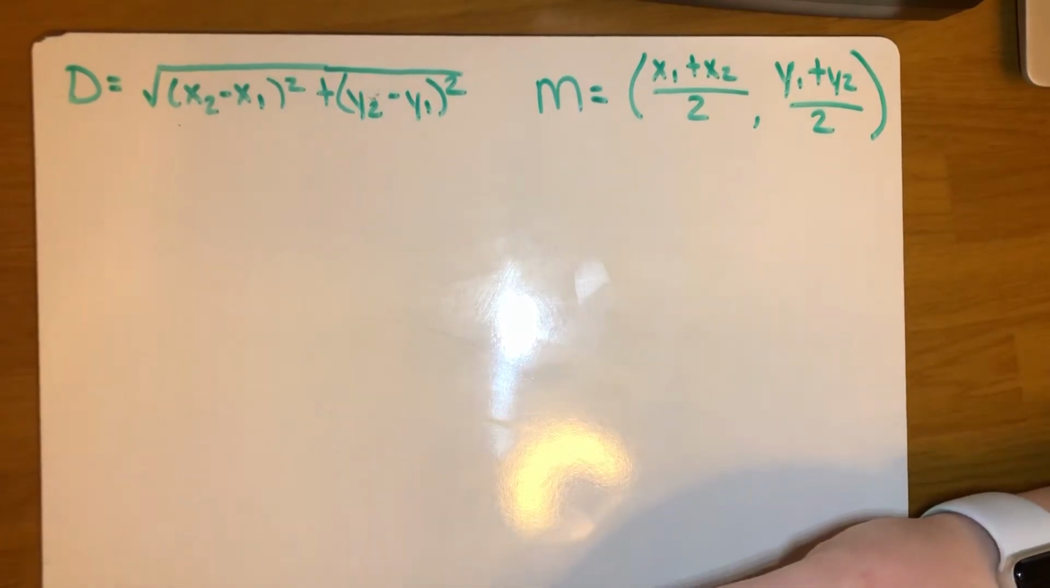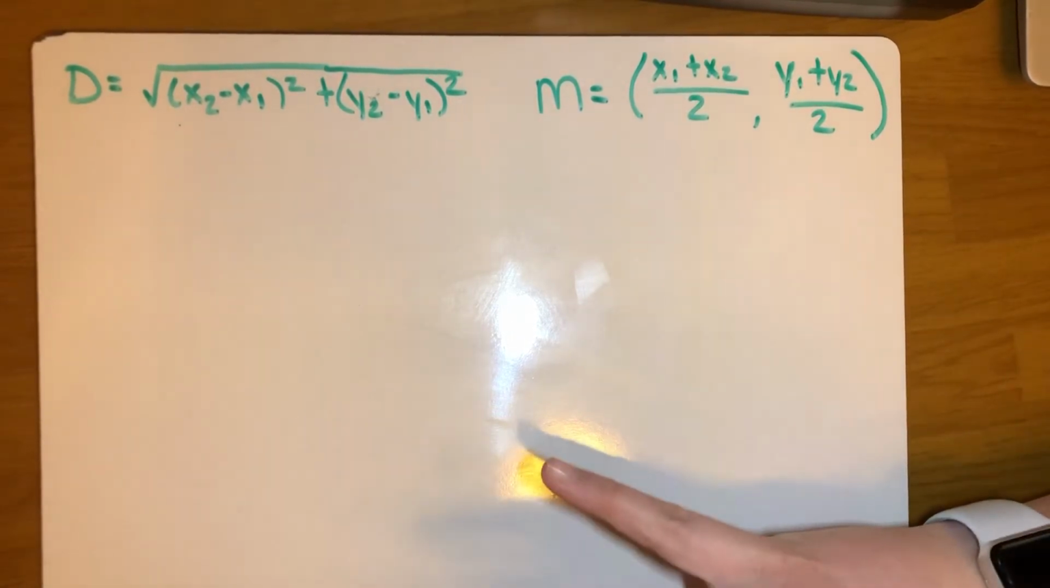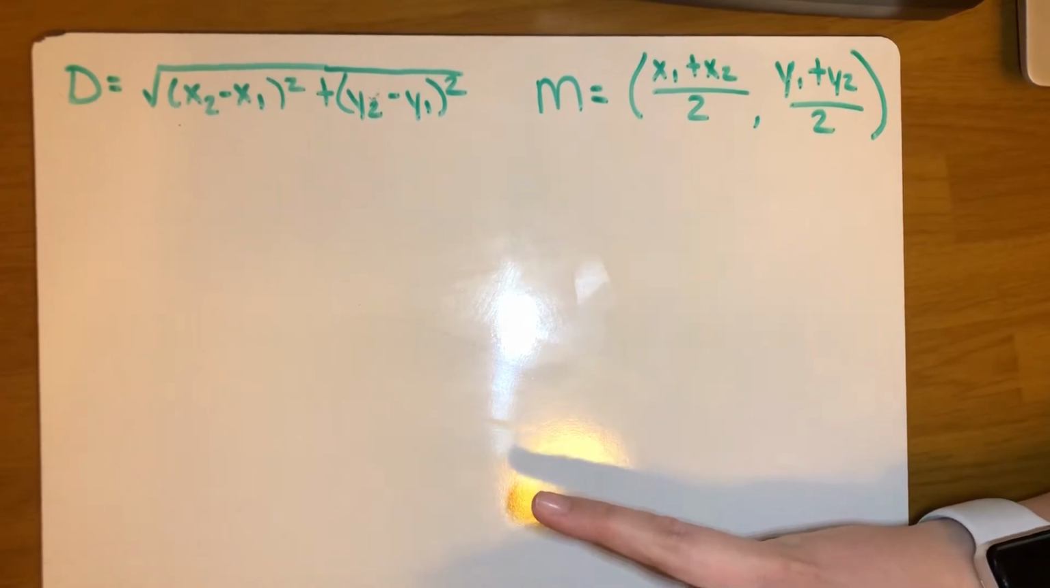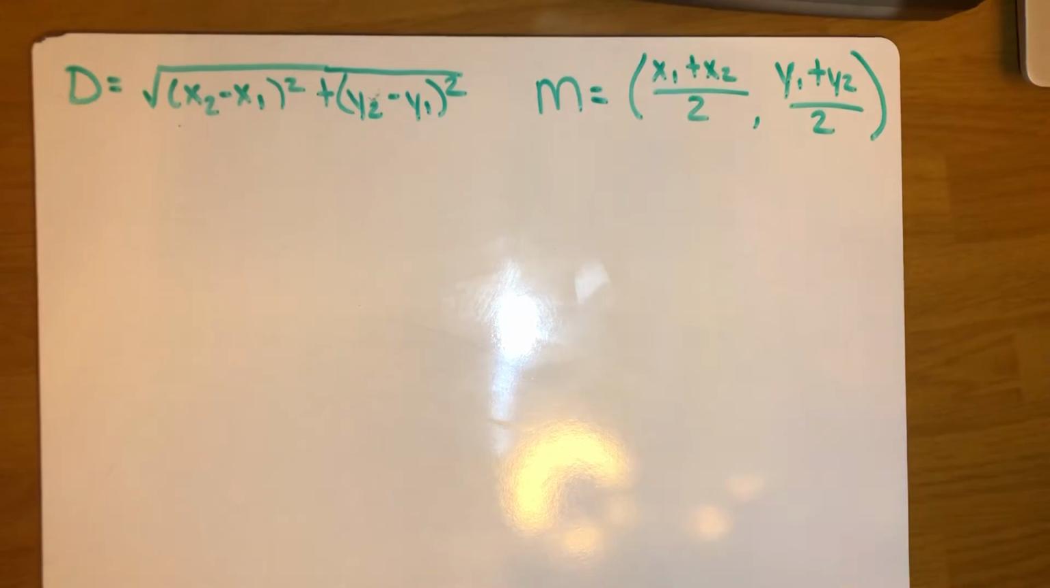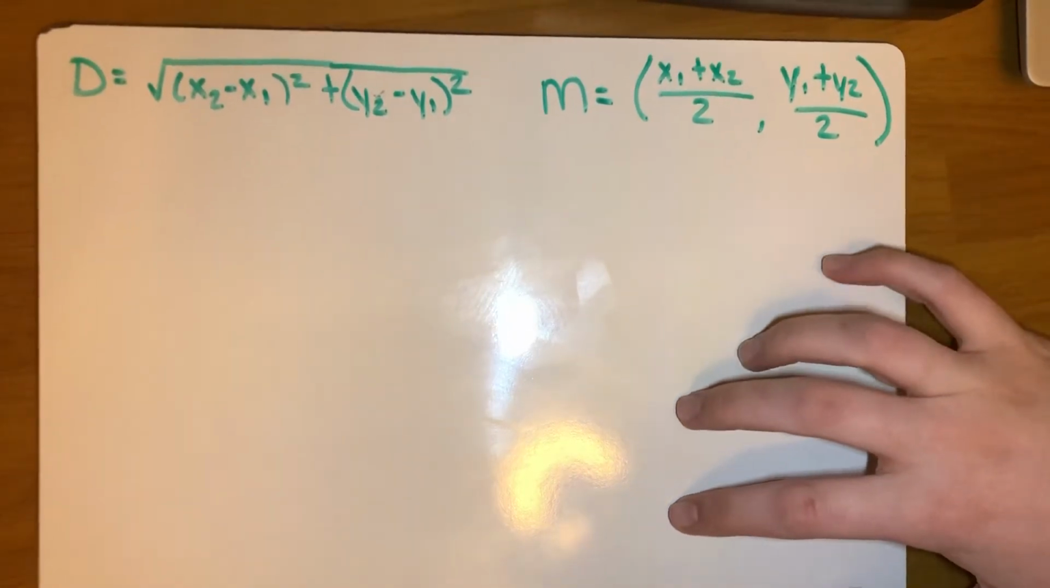So today I'm going to talk about the day one material for the polar packet. This is following the distance formula and the midpoint. At the top of the worksheet it includes these two formulas for both of them, and I'm just going to talk about how we would solve a problem with these.